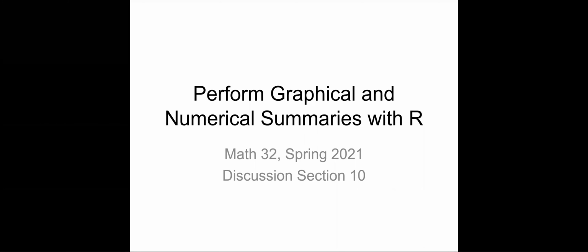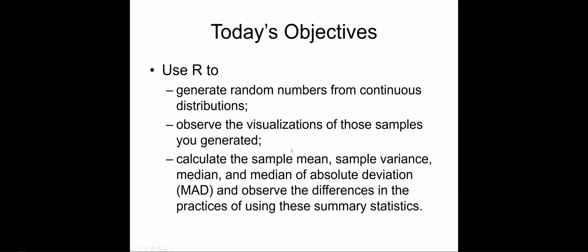Welcome to discussion section 10 for the graphical and numerical summaries with R. So the objectives for today are that we are using R to generate random numbers from continuous distributions, and we are going to look at the visualizations for those samples that we generated. And then we're also going to look at some summary statistics like sample mean, sample variance, median, and the median of absolute deviation, which is also abbreviated as MAD.